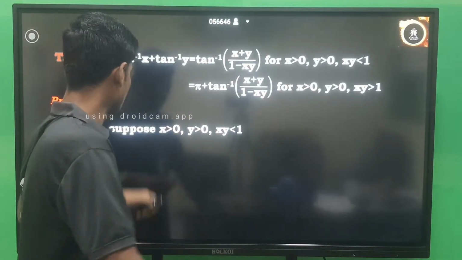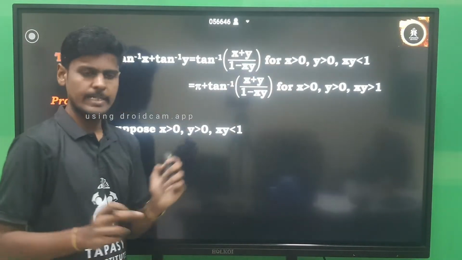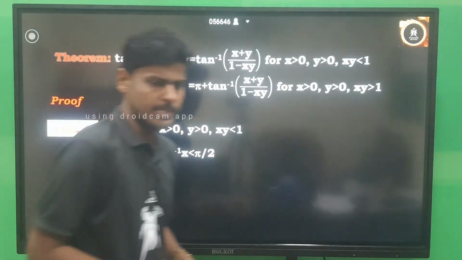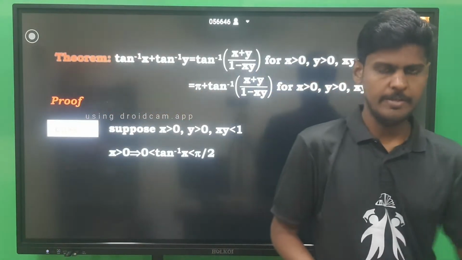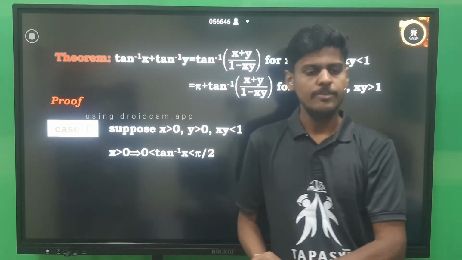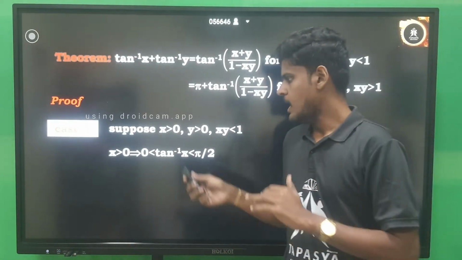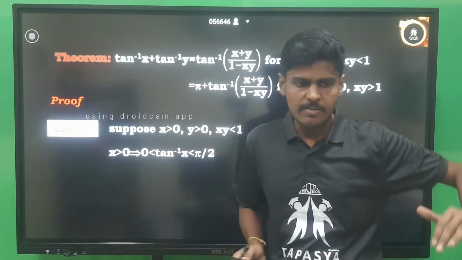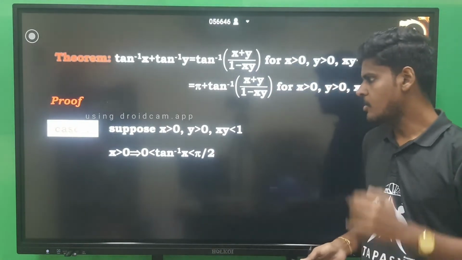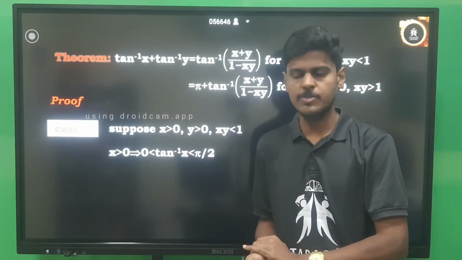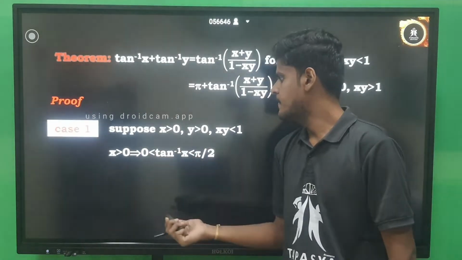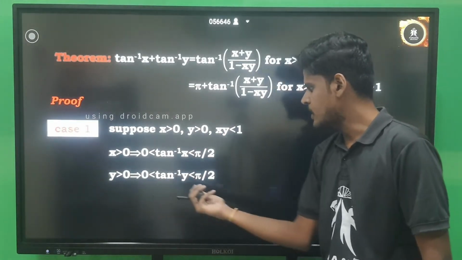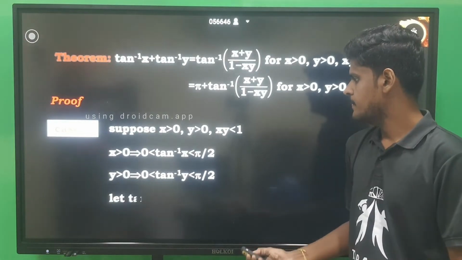How to prove this? We assume x and y are greater than 0 and xy is less than 1. X is greater than 0 means what will be tan inverse x? We already know the tan inverse x graph: the domain is all real numbers and the value is between minus pi by 2 to pi by 2. For all real numbers, it is always increasing. Tan inverse 0 is 0. After 0, it is a positive value, so it lies between 0 to pi by 2. Similarly, y is also the same. Y greater than 0 means tan inverse y also lies between 0 to 90 degrees.